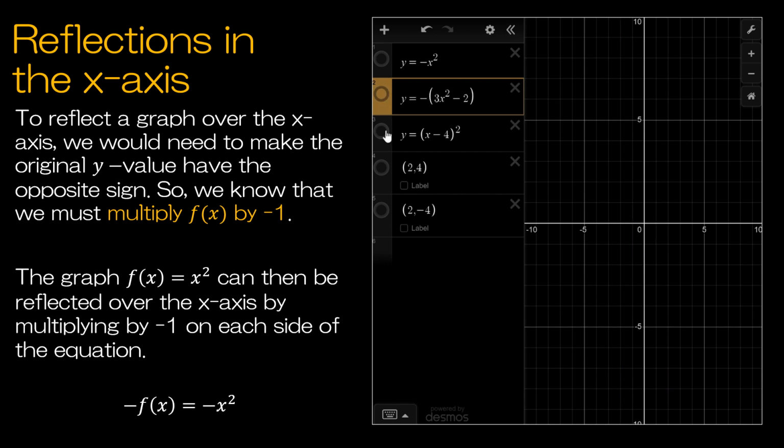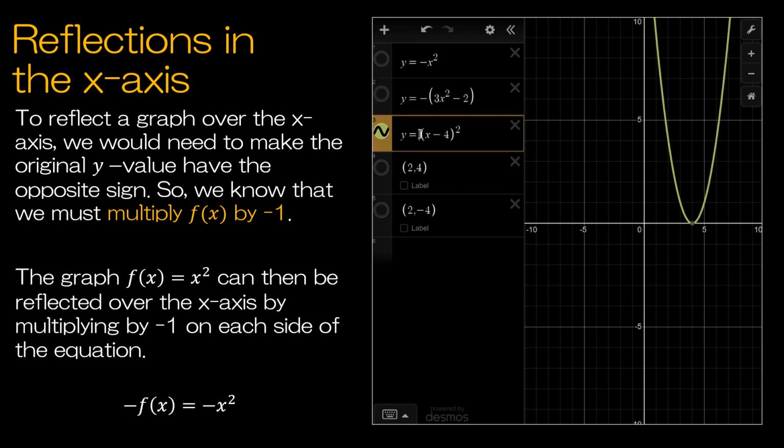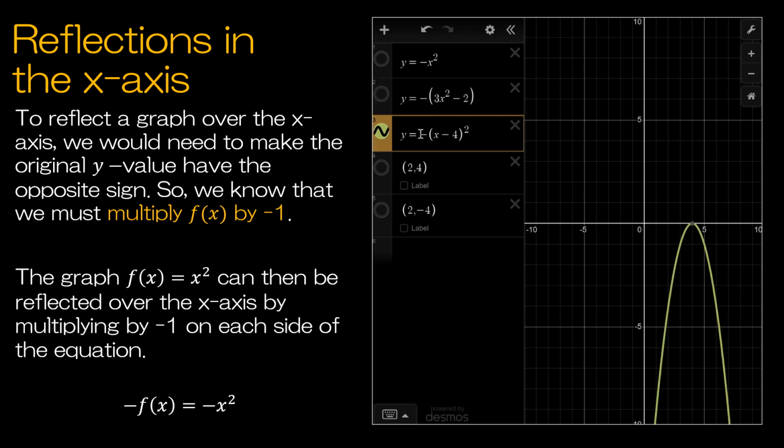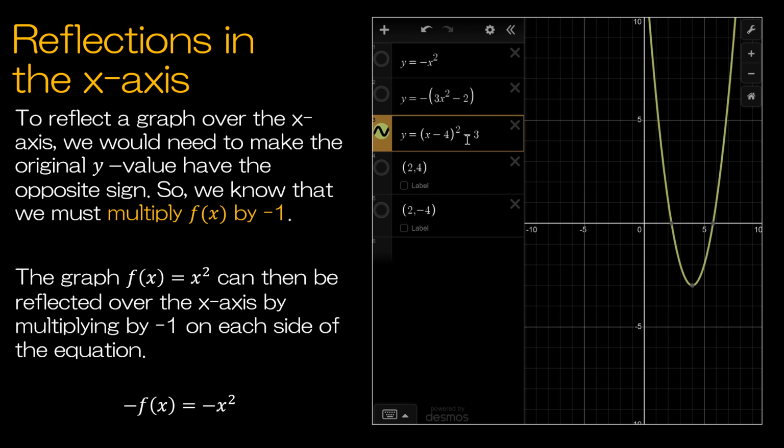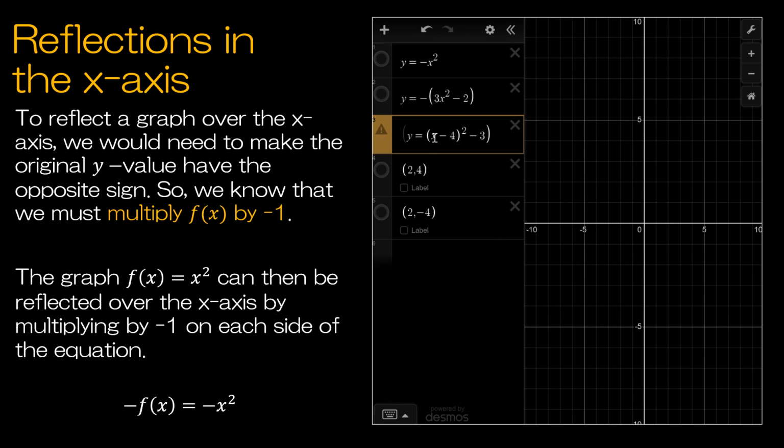And same for the last example. I have y is equal to (x minus 4) quantity squared. I can just put a negative right here and it flips right over. If I were to have something on the outside, like say minus 3, I would have to make sure that all of that were in parentheses and I got the negative in order for it to flip over.